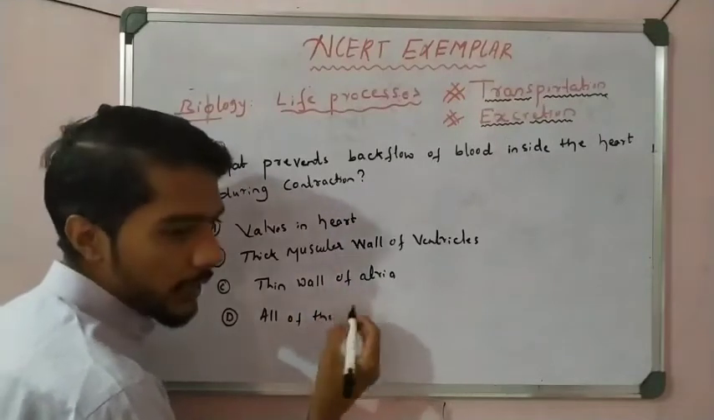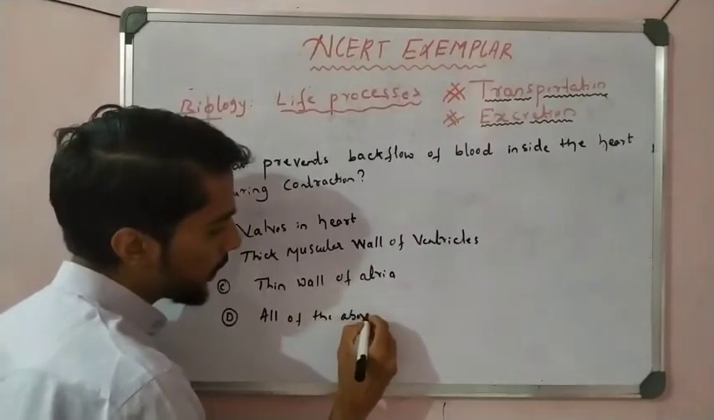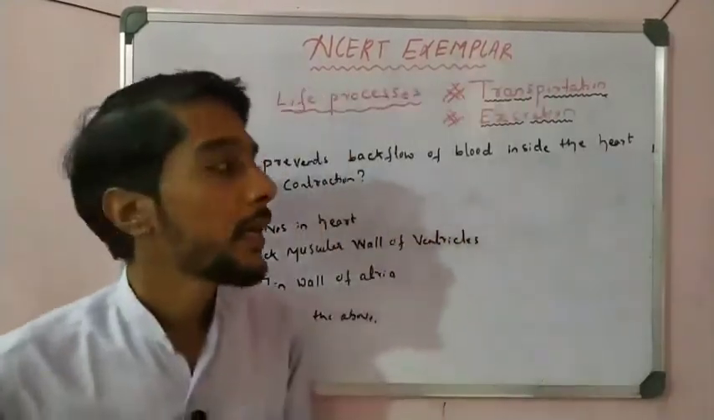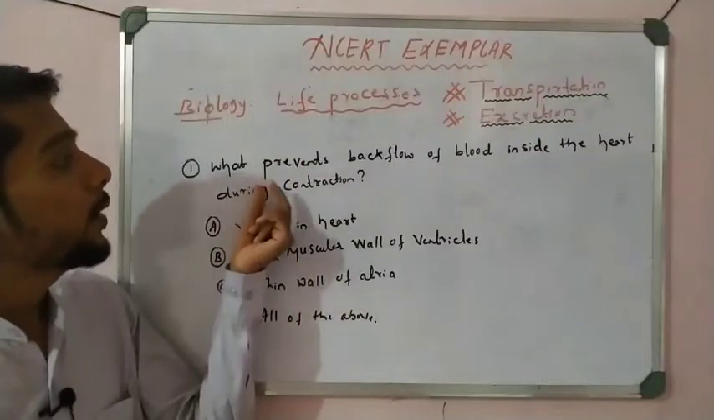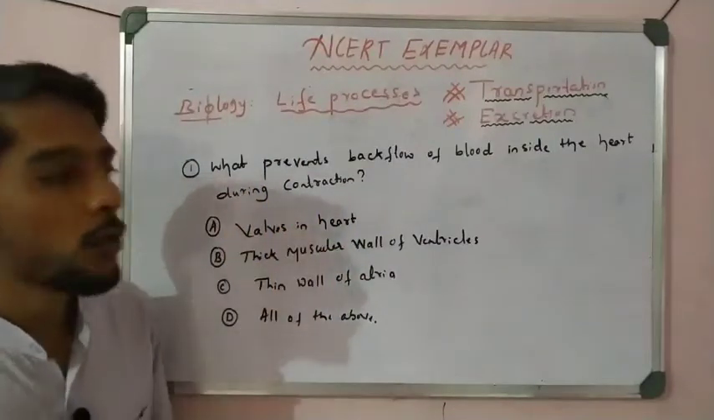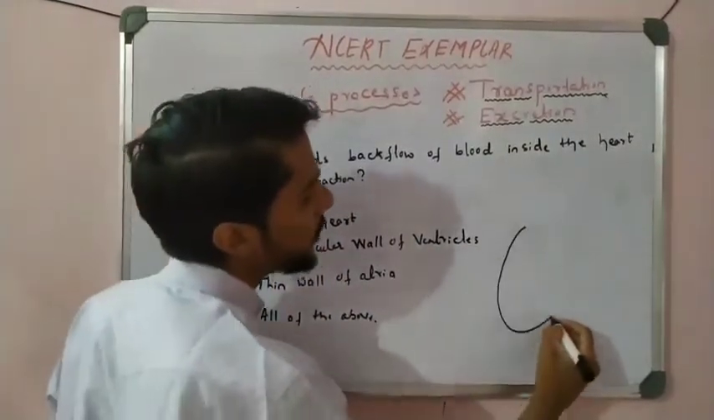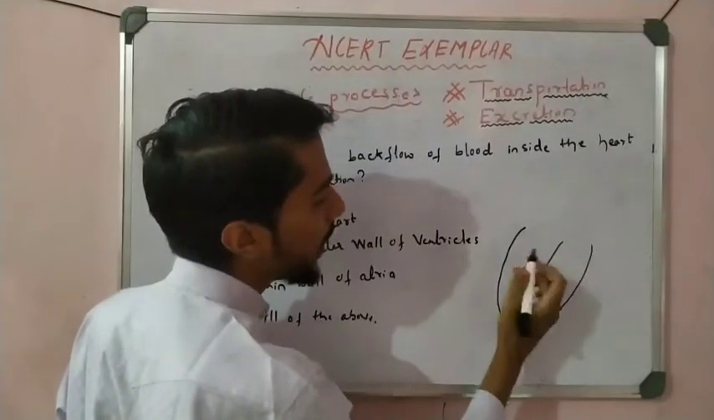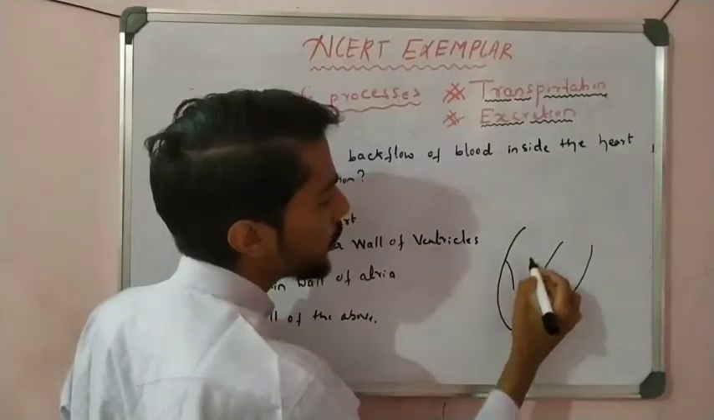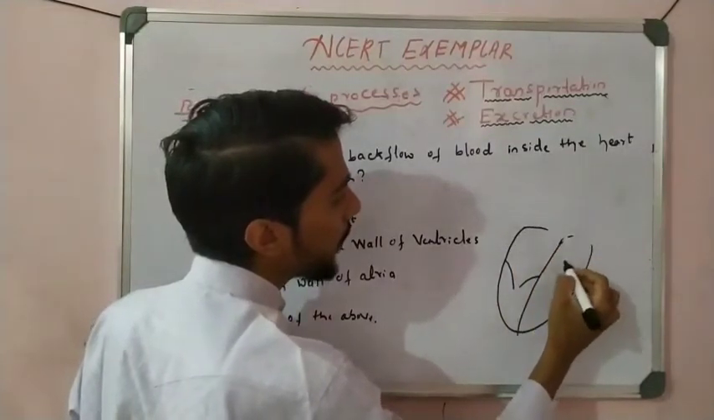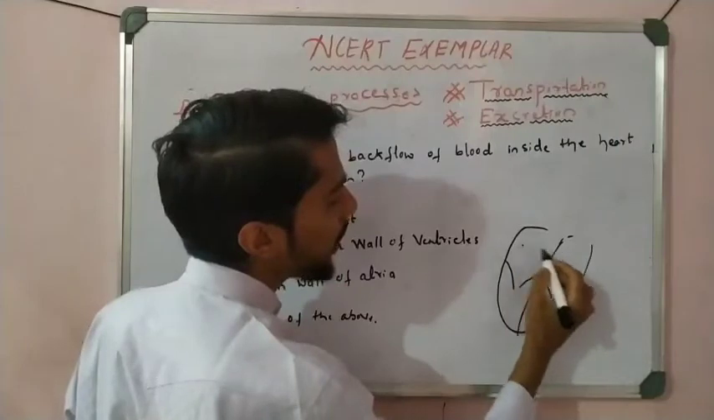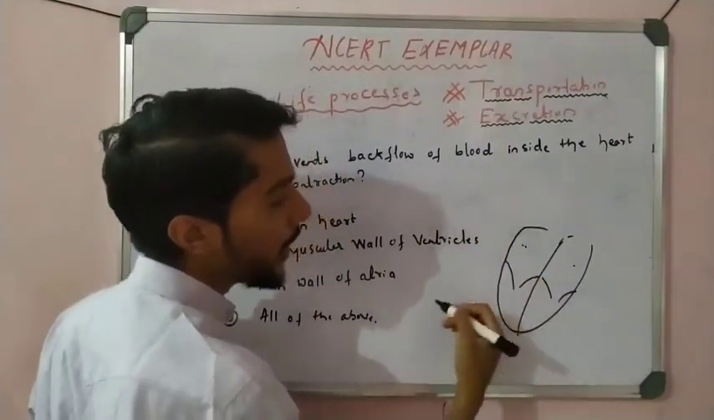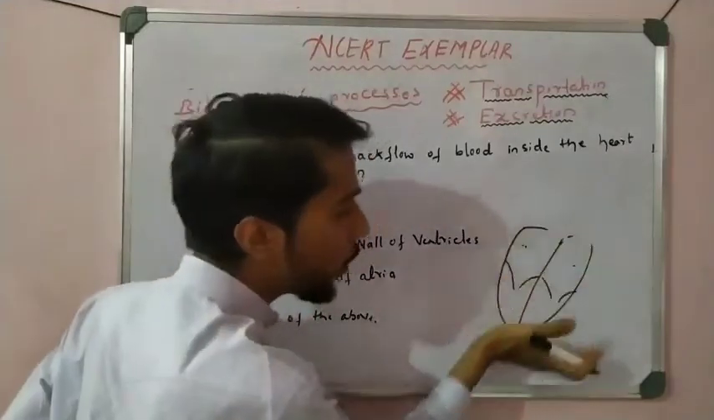Most students tick all of the above, but the students who read the NCERT textbook line by line understand the answer here. We know the heart structure. This is the septum, which divides the left side and right side. These are the upper chambers, the atria, and these are the lower chambers, the ventricles.